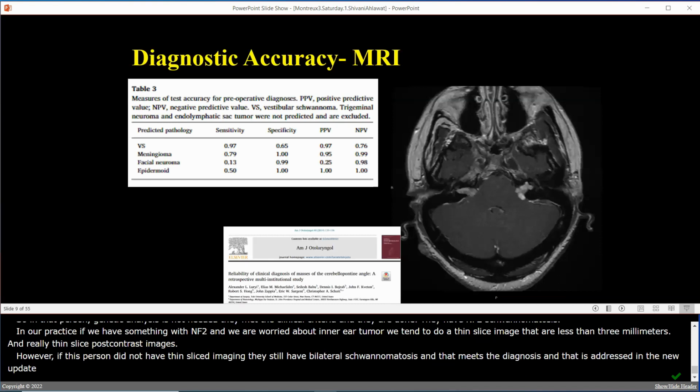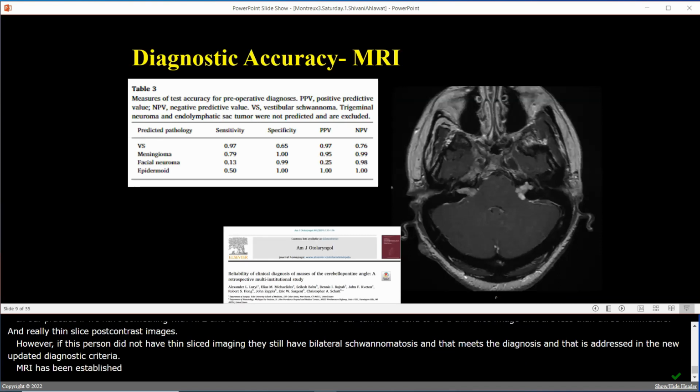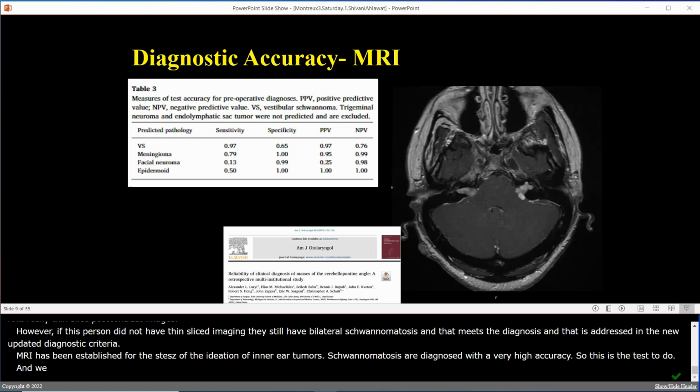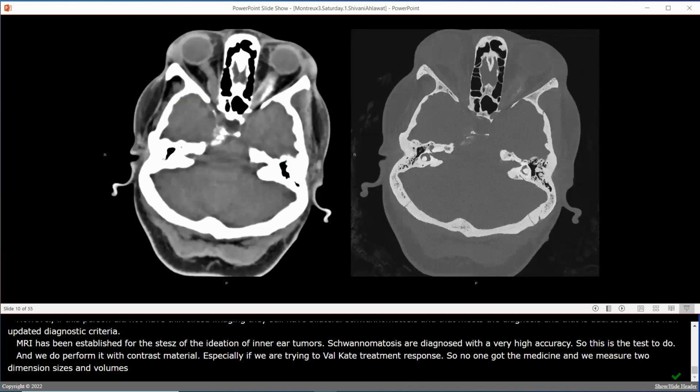MRI has been established as a test for evaluation of inner ear tumors. And when you look at all comers or all different kinds of tumors, vestibular schwannomas are diagnosed with very high accuracy. So this is the test to do. And we do perform it with contrast material, especially if we're trying to evaluate treatment response. So if someone's gotten a medicine, we will measure 2-dimension size or even volumes of these tumors on this particular sequence. What about CT?